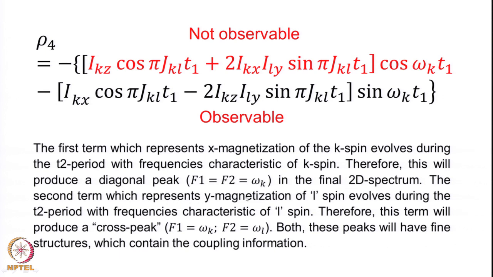The second term, which represents Y magnetization of L spin, evolves during the T2 period with frequencies characteristic of L spin. Therefore, during the T2 period this will have frequencies of L spin, but in T1 it had frequency of K spin. So this will be F1 is equal to omega K and F2 is equal to omega L. Therefore, this produces what is called the cross peak in the final 2D spectrum. Both these peaks will have fine structures which contain the coupling information. We can see that immediately from here, that the JKL term is appearing here, and therefore we will have coupling information in these individual peaks.